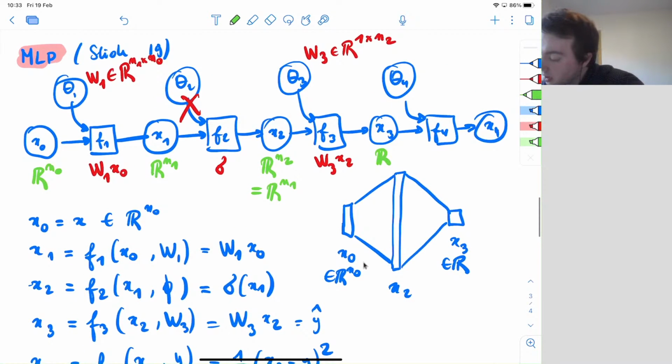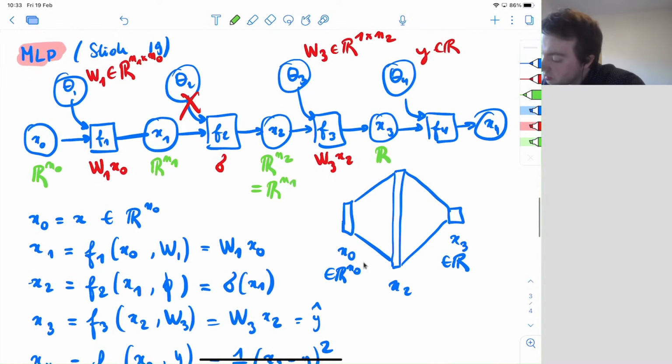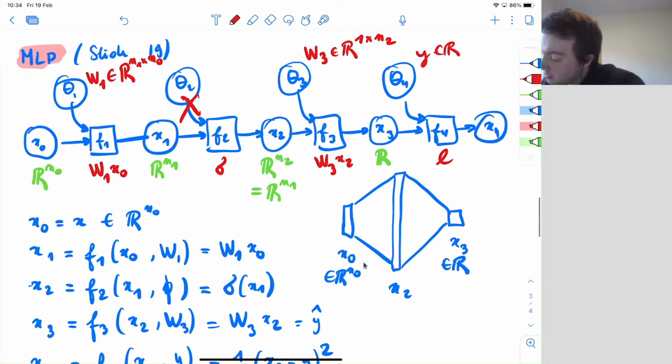Because you would multiply the matrix of size 1 times n2 by a vector of size n2 times 1, so that the result of this product is a scalar, so just 1. Then here, for theta 4, we would have y, which is a scalar. Then the result would be the loss, and finally, the result would be a scalar.